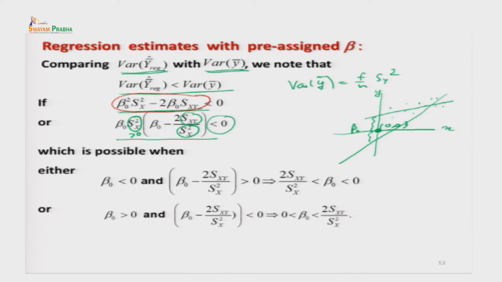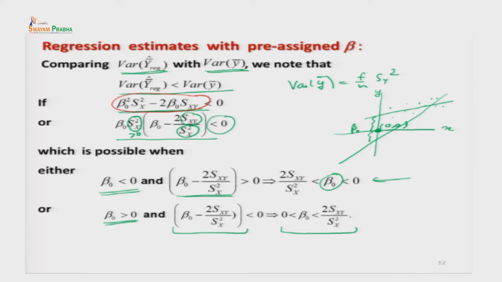So this part is going to be negative under two possible conditions: that beta 0 is negative and the quantity inside the parenthesis is positive, or this beta 0 is positive and the quantity inside the parenthesis is negative. So if you try to solve these two conditions, you get that under the first situation, this beta 0 should lie between twice of Sxy upon Sx square and 0, and in the second condition, this beta 0 should lie between 0 and twice of Sxy upon Sx square. So beta 0 is a sort of intercept term.